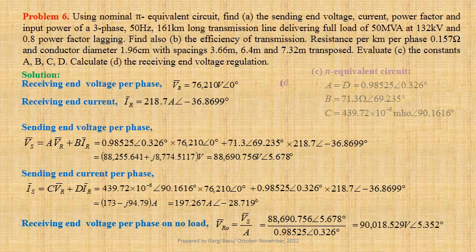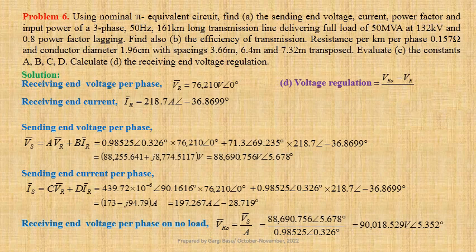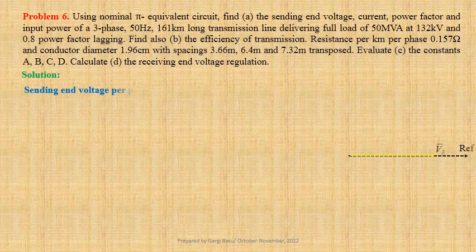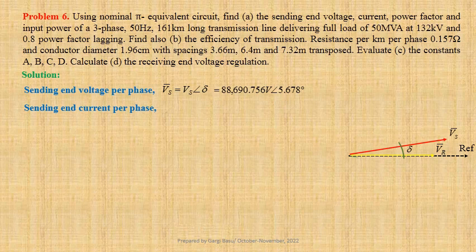Let us now calculate voltage regulation, that is equal to VRO minus VR divided by VR. Using values we get 90,018.529 minus 76,210 divided by 76,210. That gives us 0.1812 per unit or 18.12%. We have computed sending end voltage per phase Vs equals Vs at an angle delta equals 88,690.756 volt at an angle 5.678 degree, and sending end current per phase Is equals Is at an angle minus phi 1 equals 197.267 ampere at an angle minus 28.719 degree.